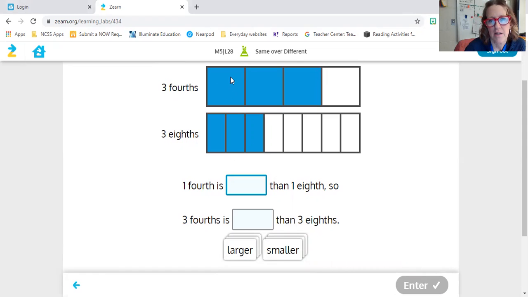1/4, sorry. So look at this piece and look at this piece right here. And if you look at those two pieces, you see that 1/4 is larger than 1/8. So 3/4 is larger than 3/8. Okay, let's clear all those.